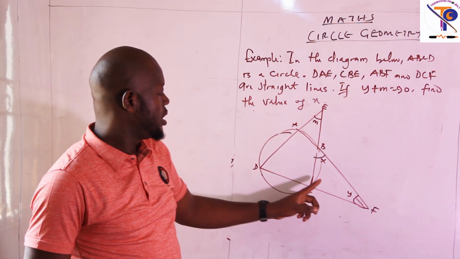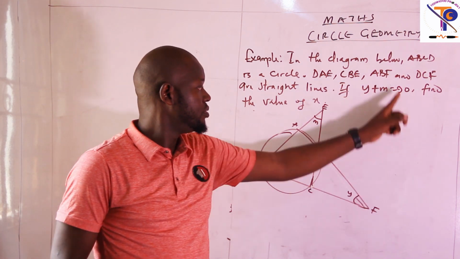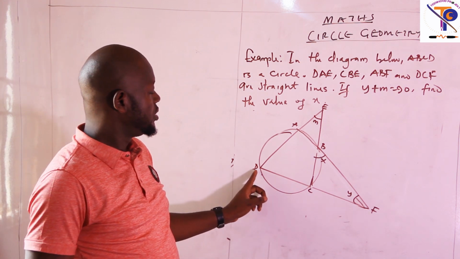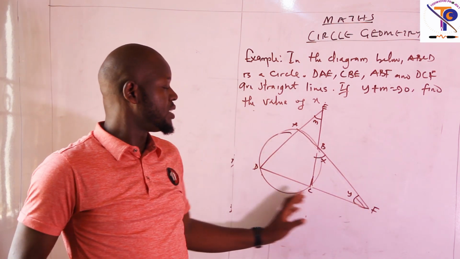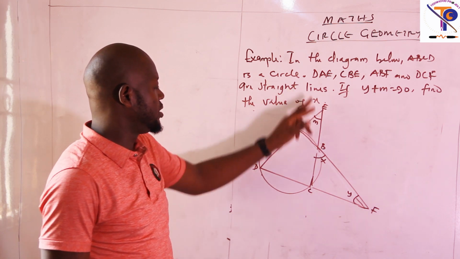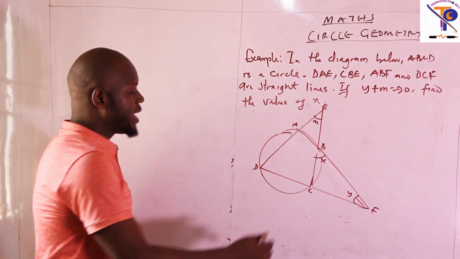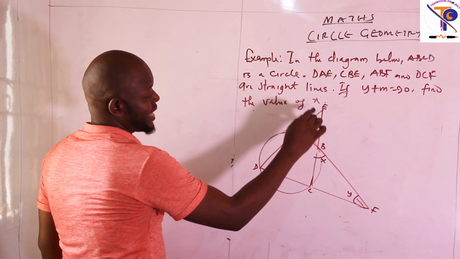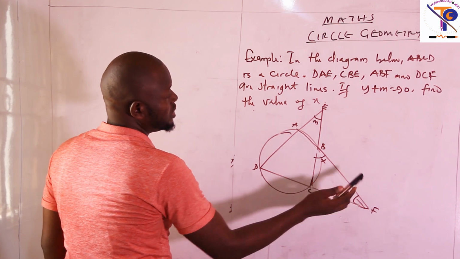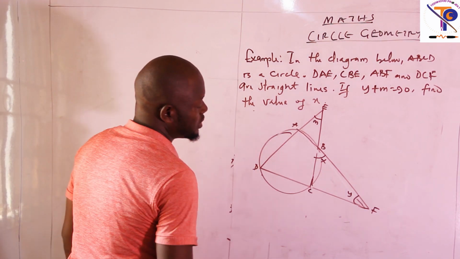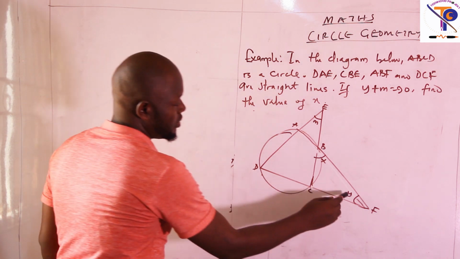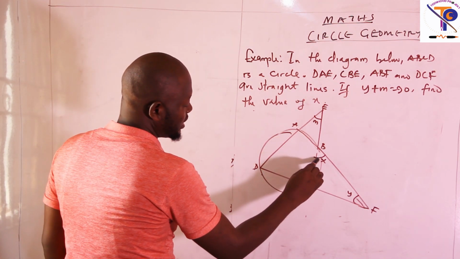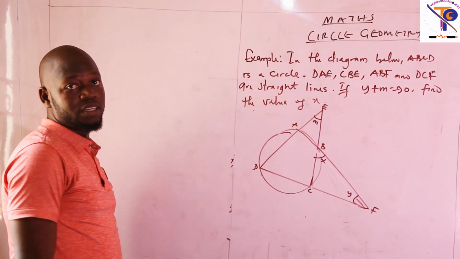CBE, ABF, DCF are straight lines. As you can see, this, and this. If y plus m is equal to 90 degrees, find the value of x.